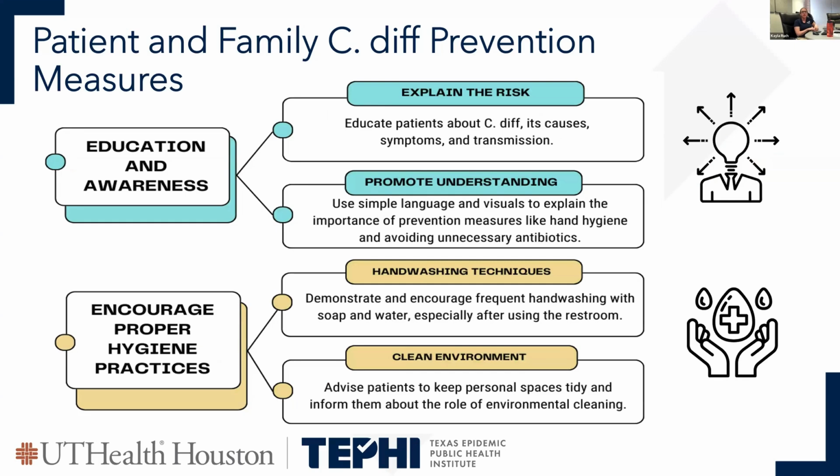So that's all things that we can do on the staff side. The next thing that we are going to talk about is how we can get patients and family engaged in these prevention measures. As I alluded to, the first one is education and awareness. Not only should our staff be educated on this topic and be very much aware, but when we're talking to our patients, we need to make sure that we are explaining the risk, why this is important, and how they get C. diff, that it can relate to a serious infection, severe complications, and it can even lead to death.